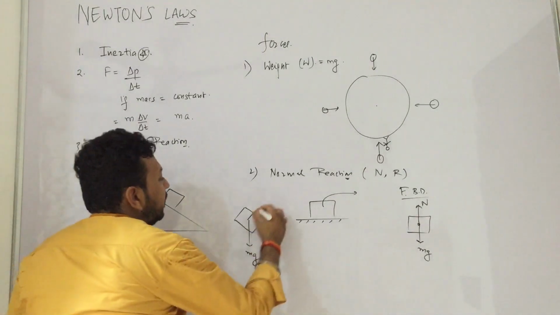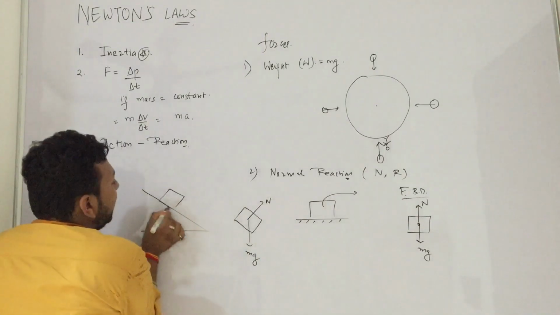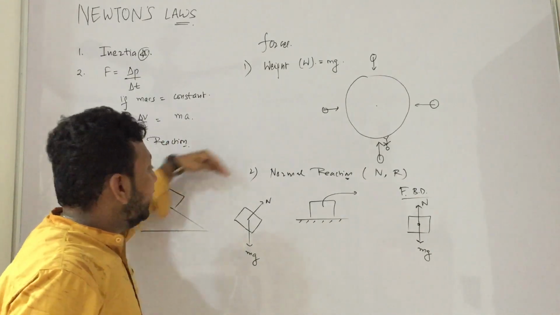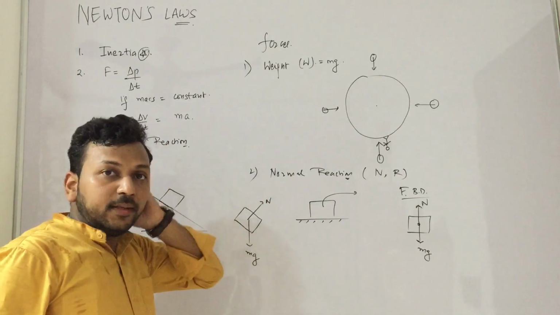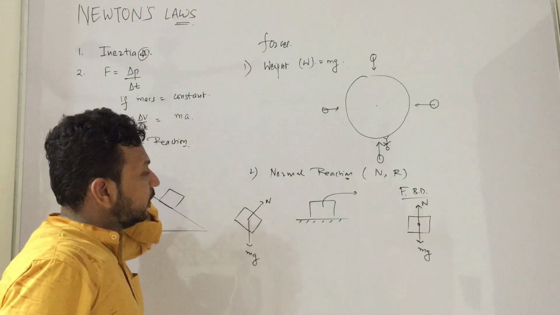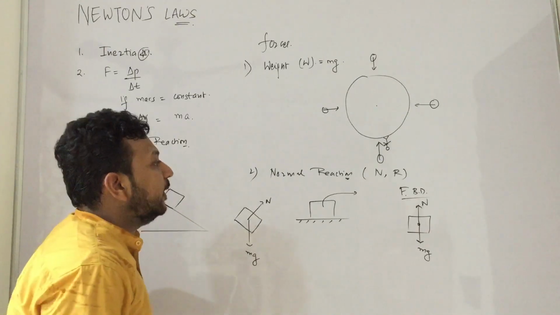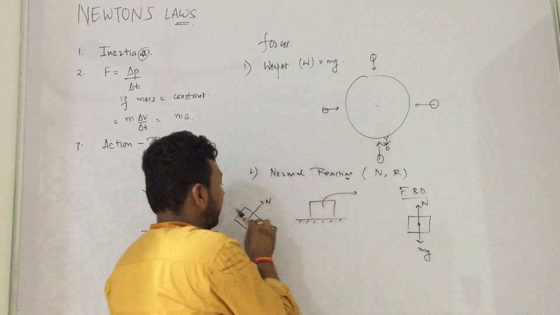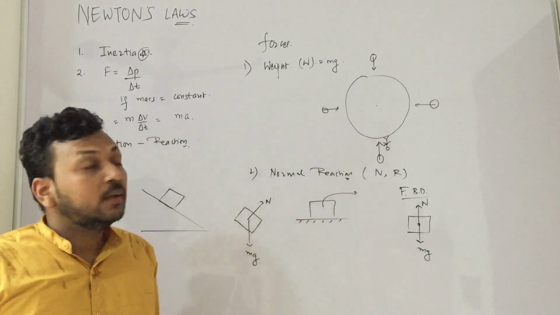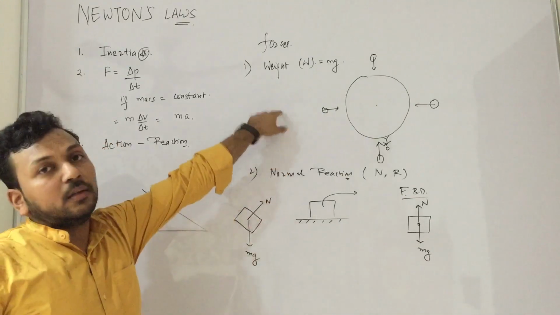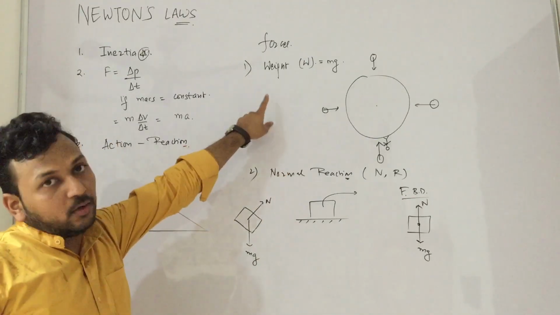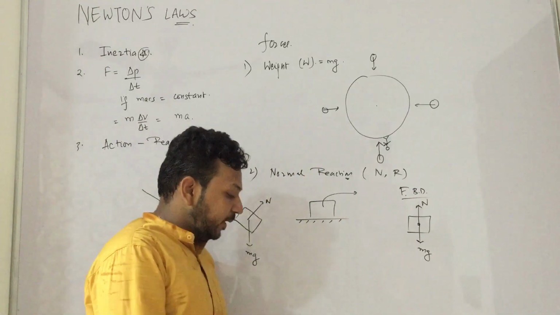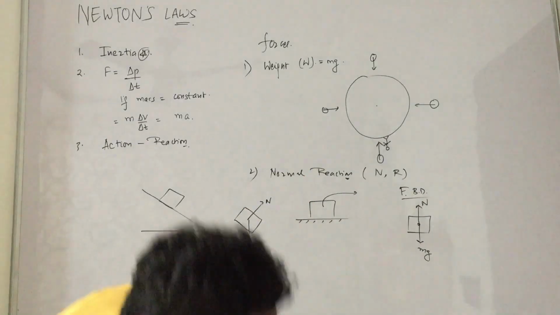But normal reaction will be perpendicular to the contact surface. Support is being given to it in this direction. So normal reaction's property is it is perpendicular to the contact surface. This is the property. Weight is downwards in FBD towards center of earth, actually perpendicular to the contact surface. Okay, I'm just rubbing this.